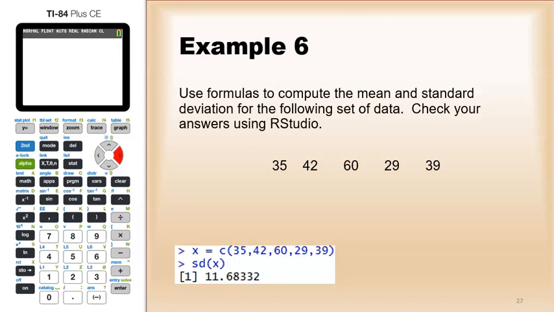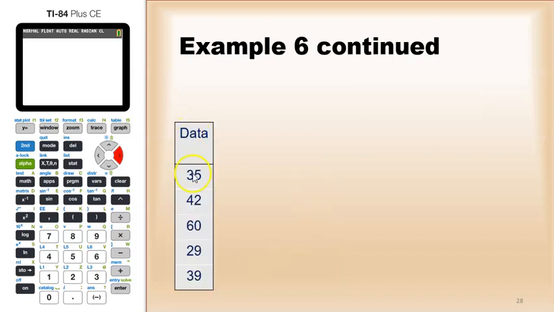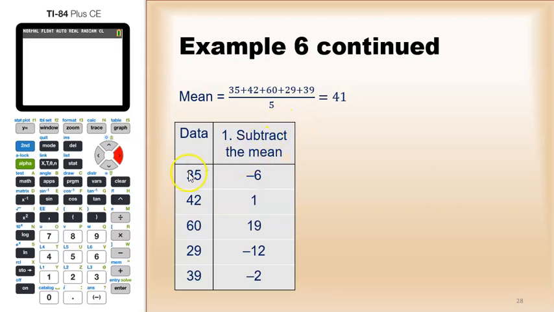Now let's see if we can get that same result by hand. Well, first thing I'll do is I'll just go ahead and list them vertically. So here are the 5 numbers, 35, 42, 60, 29, 39. First thing we need to do is find the mean. So if we add those 5 numbers up and divide by 5, we get 41. So I'm going to take all these numbers and subtract 41. So 35 minus 41 is minus 6. 42 minus 41 is 1. 60 minus 41 is 19. 29 minus 41 is negative 12. 39 minus 41 is negative 2.